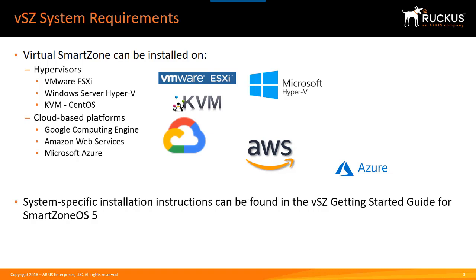the SmartZone network controller. In this demonstration, I'm going to be installing the Virtual SmartZone network controller on the VMware ESXi hypervisor platform. I'll be installing the high-scale version of the controller, but I'll be sure to show you where things change if you're installing on the Essentials edition.